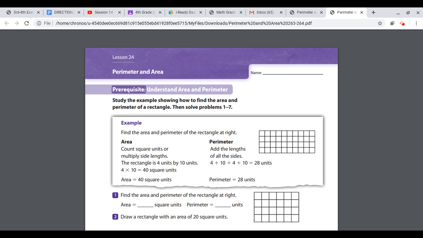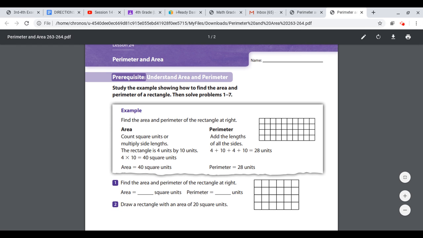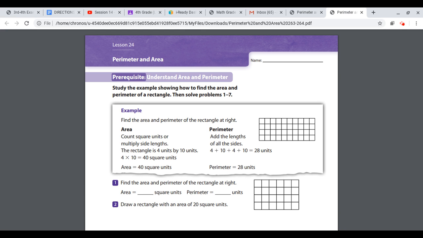Session 15, you should be doing practice and problem solving, page 263 and 264. On these pages is a review of perimeter and area. So you should know how to do this from third grade. But if you don't, I'm going to refresh your memory.